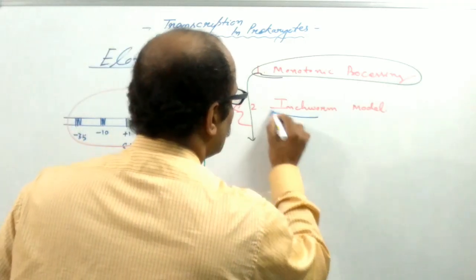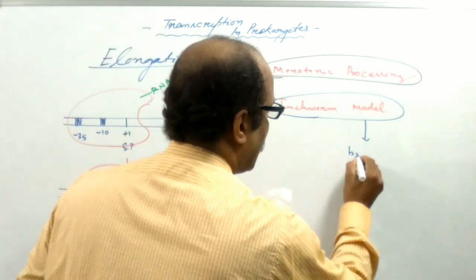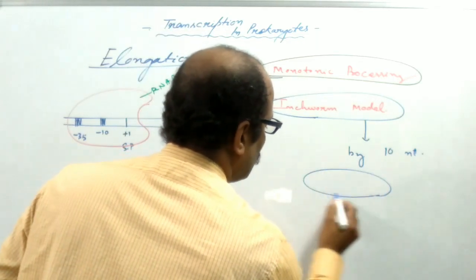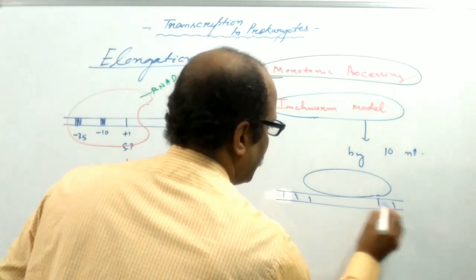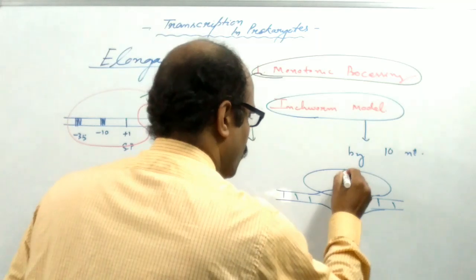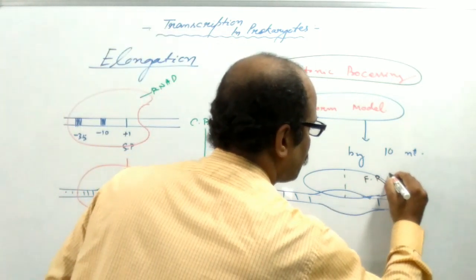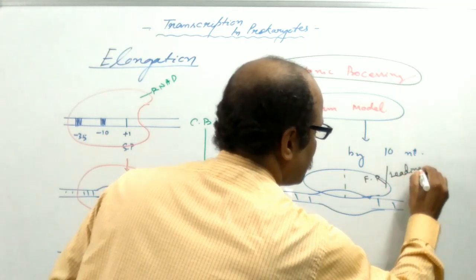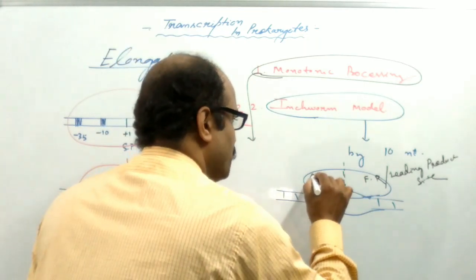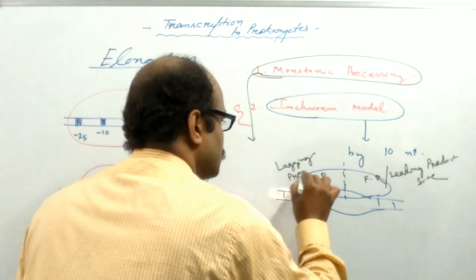But according to the inchworm model, the RNA polymerase enzyme moves by 10 nucleotides. According to this inchworm model, the RNA polymerase has two regions. The front region is known as the leading product site, and the back region is known as the lagging product site.